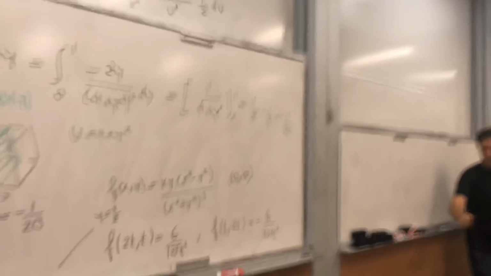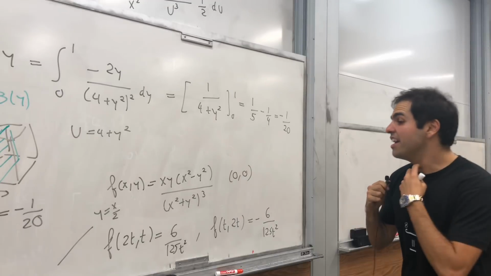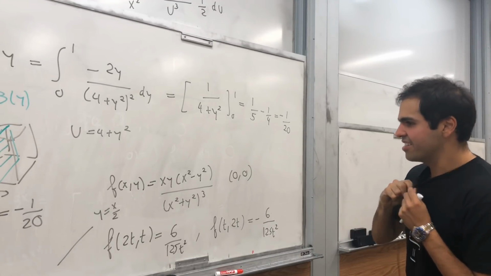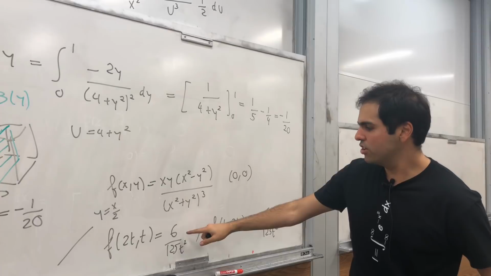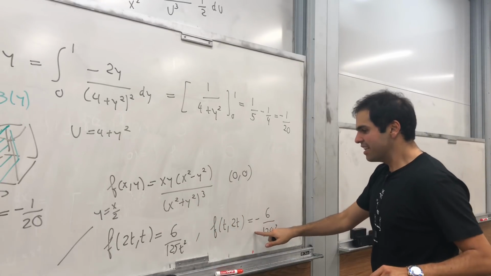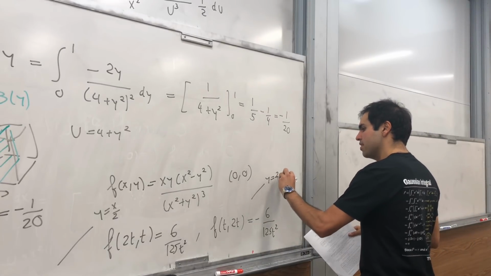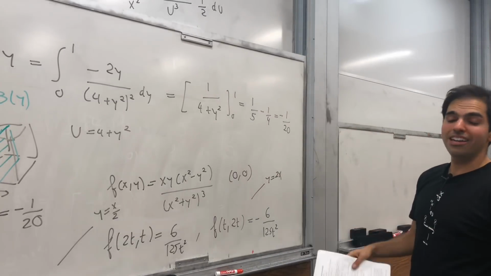I think it's time for me to stop, but there's one little remark. Alright, so we've seen that on this line y equals x over 2, it's very positive and blows up to infinity. This function on the line y equals 2x, it blows up to minus infinity.